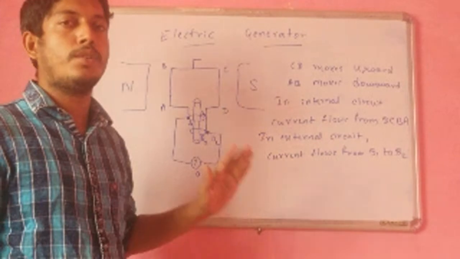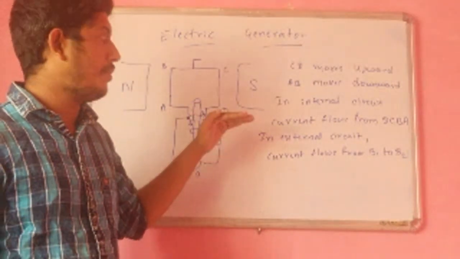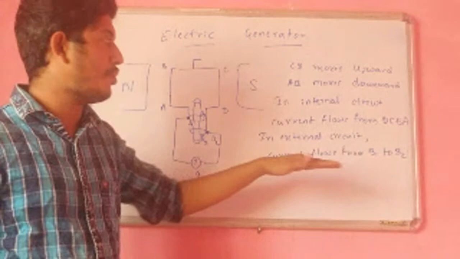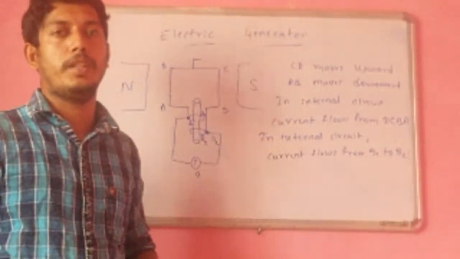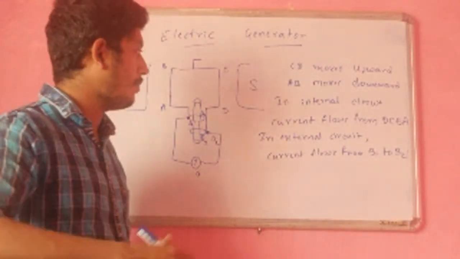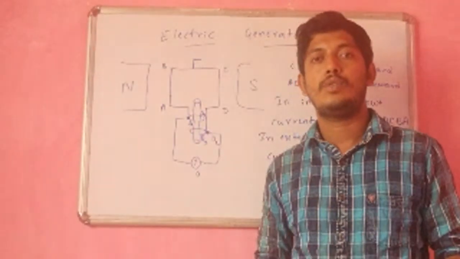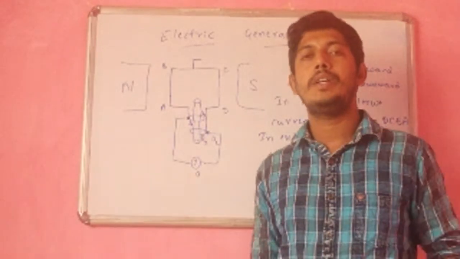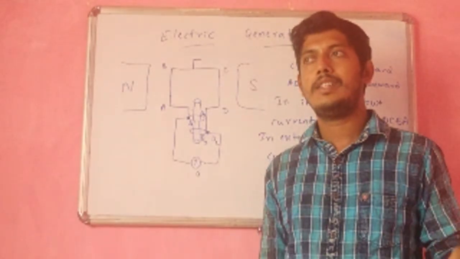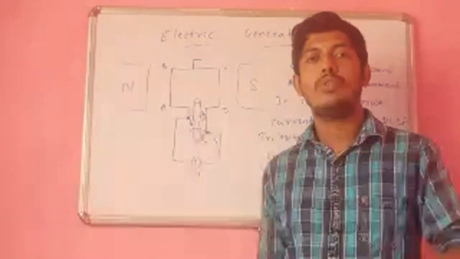in the external circuit, the current flows from B2 to B1. Now in the second half, in the anti-clockwise direction, the current flows in the DCBA direction in the internal circuit, and in the external circuit, the current flows from B1 to B2. So therefore, electricity is generated, but it changes the direction or polarity. One time it is moving from B2 to B1, another time from B1 to B2. So that's why, with the help of mechanical energy, electrical energy is generated, and that is known as alternating current.